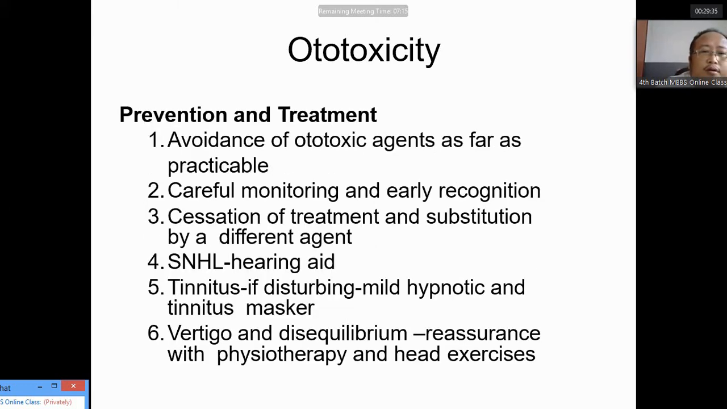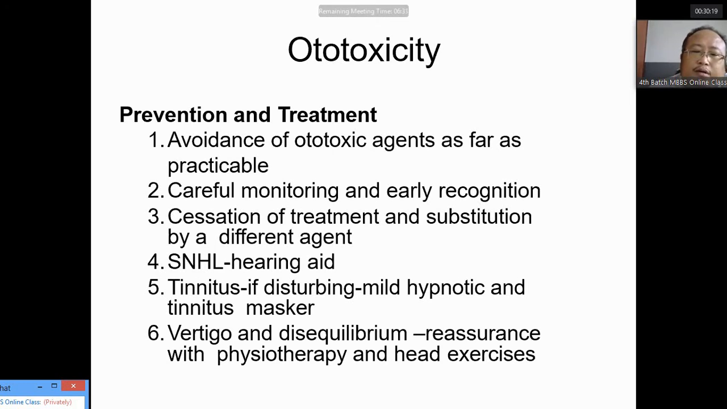So once the ototoxicity develops, in the case of aminoglycosides and cytotoxic drugs, it might be permanent. We cannot get back to normal, so it would be better to have prevention. Prevention is better than cure. As far as possible, it is wise to avoid ototoxic agents. If given, they should be monitored, and early recognition is needed, with cessation of treatment and substitution of the agent if you suspect ototoxicity.